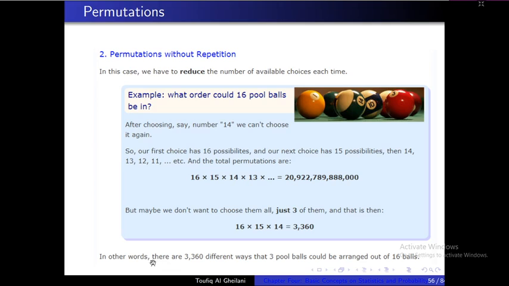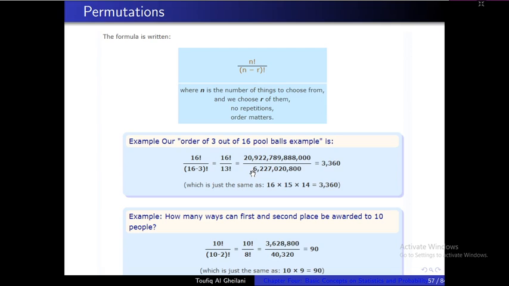3360. In other words, there are 3360 different ways that 3 balls could be arranged out of 16 balls. The formula is written n factorial over (n minus r) factorial, where n is the number of things to choose from, and we choose r of them, no repetitions, order matters.